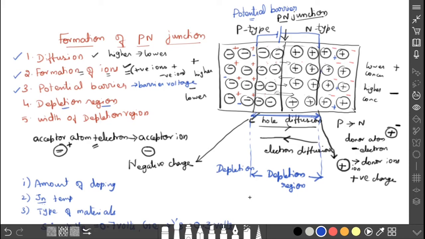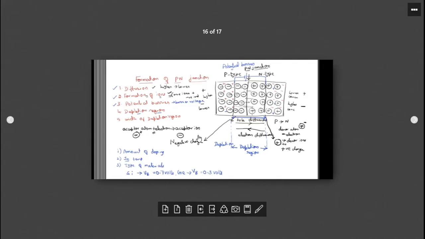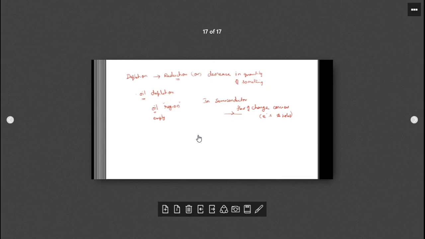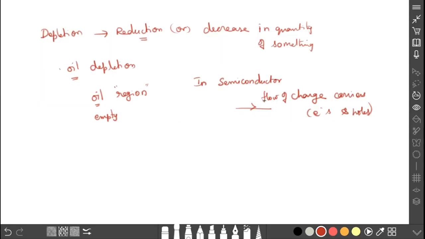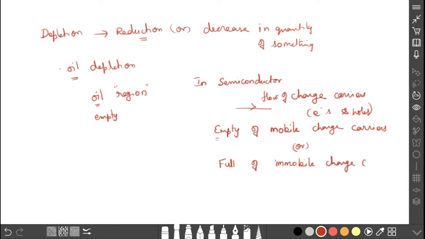We can say it in two ways. In the depletion region, it is empty of mobile charge carriers. What is meant by mobile? Mobile means moving. Empty of mobile charge carriers, or otherwise, the opposite, full of immobile charge carriers. What is the meaning of immobile? There are no charge carriers moving. In both ways we can represent it.